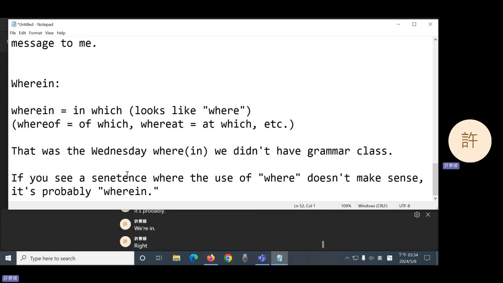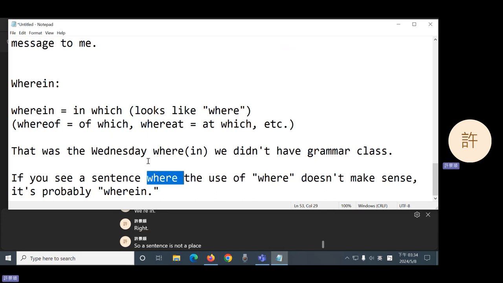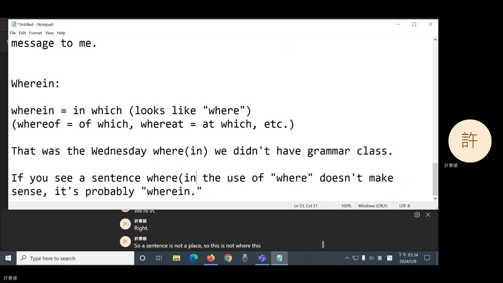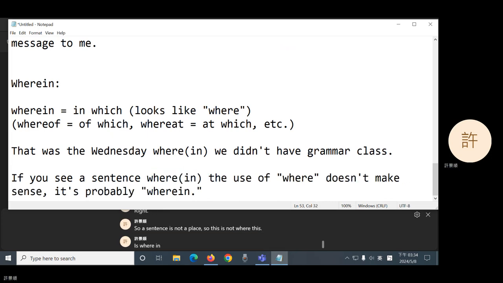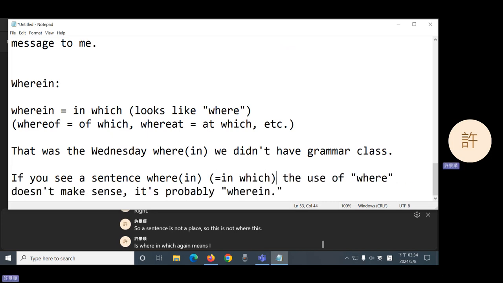Right? So a sentence is not a place. So this is not where. This is wherein, which again means in which. If you say the sentence in which, that makes much more sense.